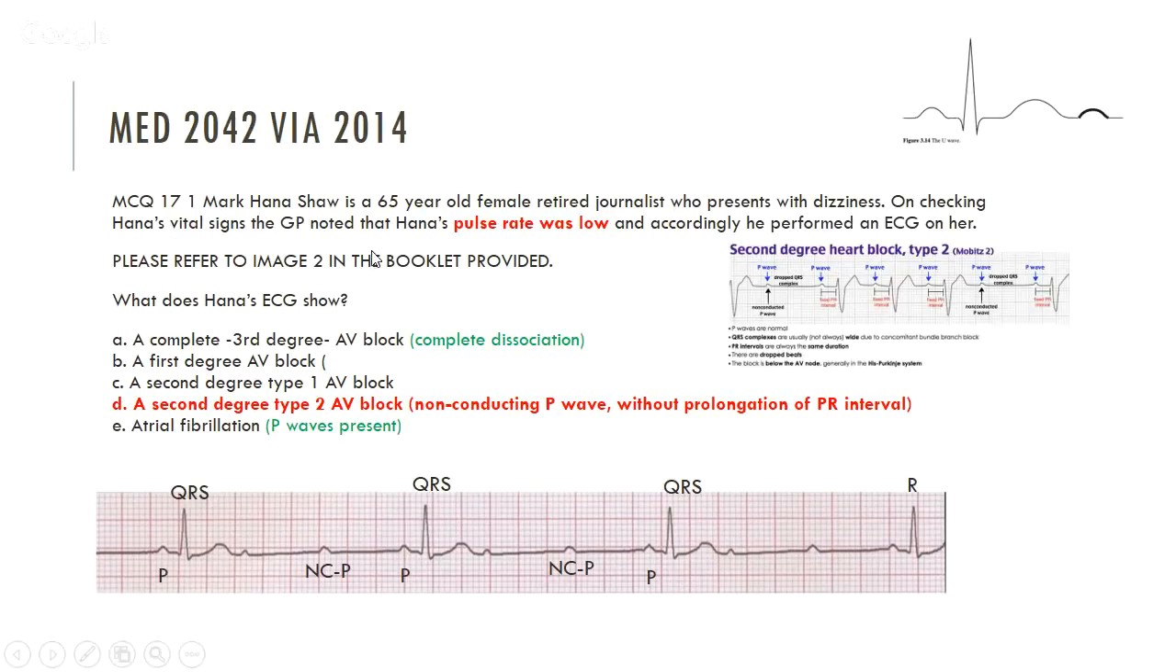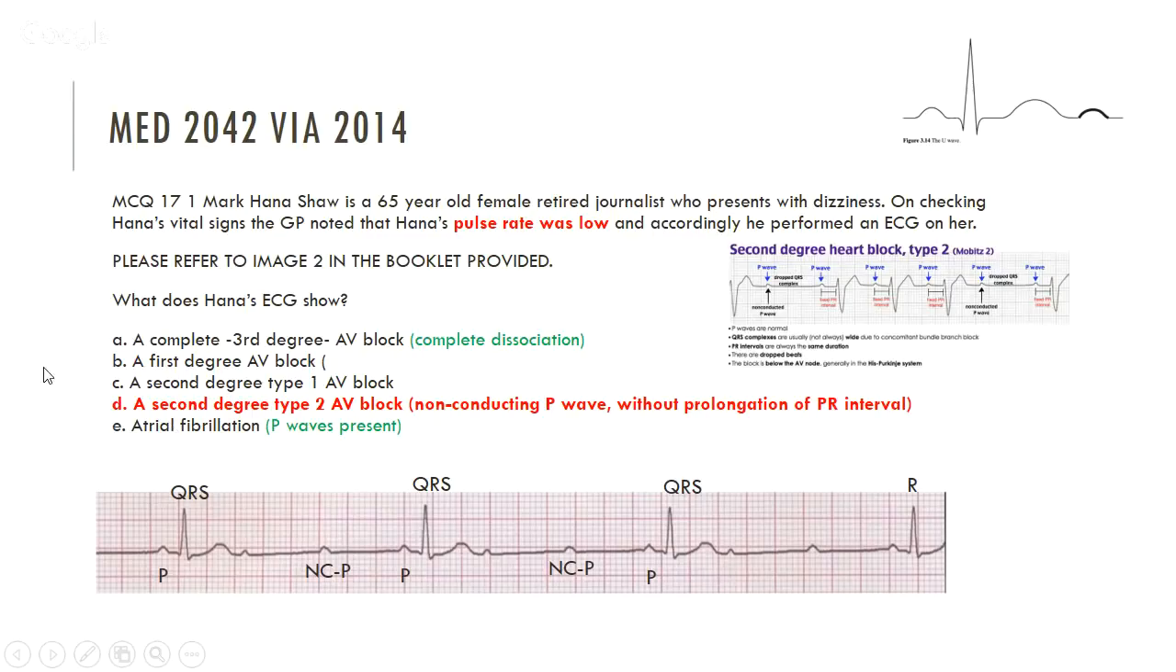So I think the answer is second degree type 2. Because third degree, you'd expect complete dissociation. It's not AF because P waves are present. In first degree AV block, there'd be a prolonged PR, but a 1-to-1 ratio of QRS, but there's some non-conducting ones, so it's not that. And then second degree type 1, there'd be progressive prolongation of PR. But the PR, if you count, it's the same. So it's second degree type 2.